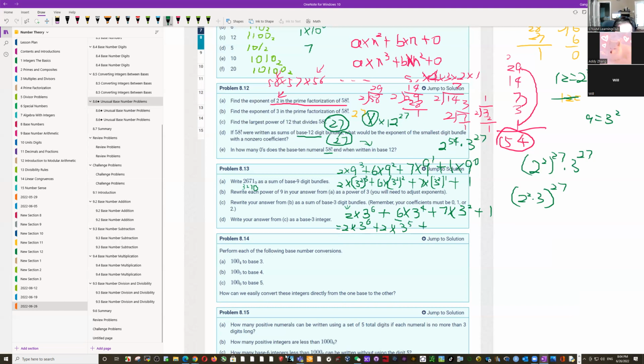Then we have 7, which is greater than 2, because a base 3 number cannot have any digit greater than 2. So basically, we need to convert 7 into a legit number. 7 is equal to 2 multiply 3 plus 1, because that's 6 plus 1. So 2 multiply 3 plus 1, multiply 3 squared. Then basically it's going to be 2 multiply 3 cube plus 3 squared. So I can rewrite this into 2 multiply 3 cube plus 3 squared plus 1.